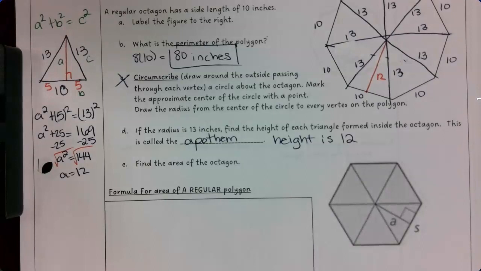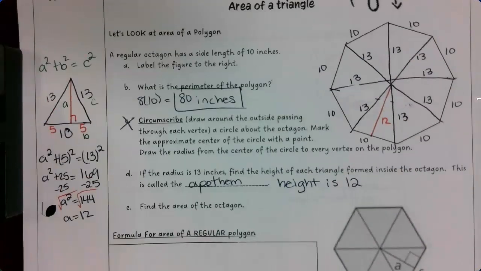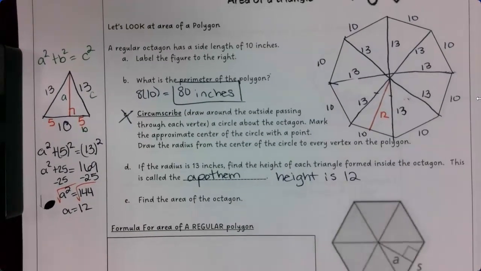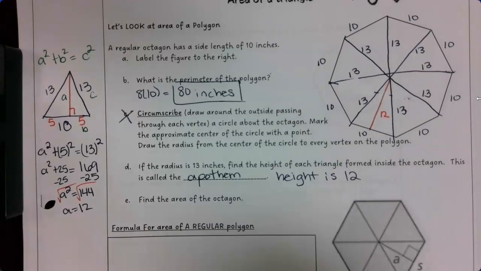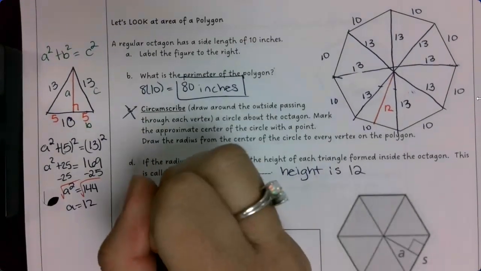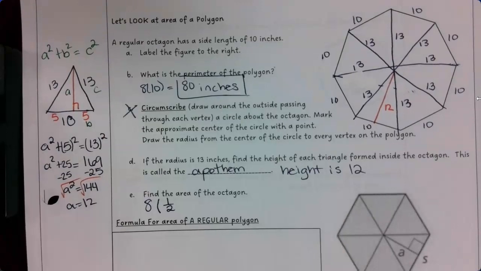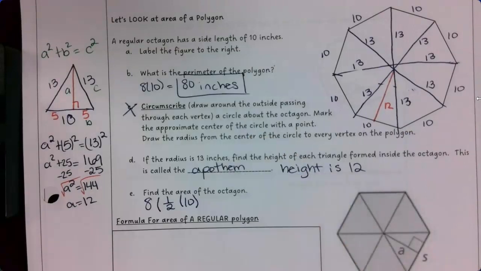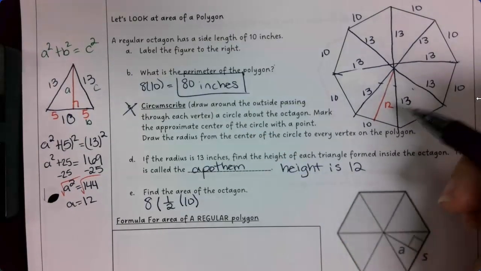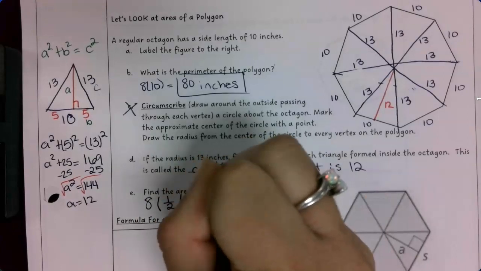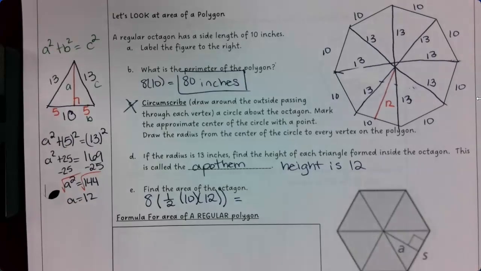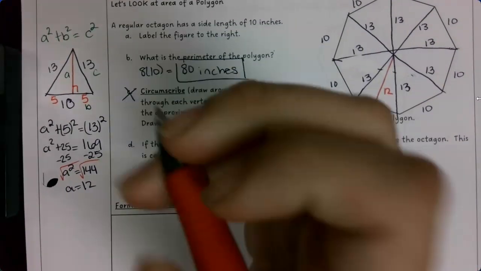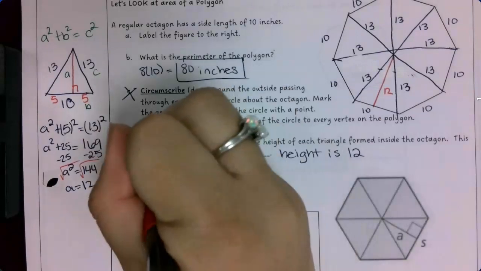It wants me to find the area of the octagon. If I look back at this picture, this octagon is made up of 8 triangles. So what I can do is find the area of a triangle and then multiply it by 8. So I'm going to do 8 times 1/2. The base of my triangle is 10. The height of my triangle is that 12. And then I would just type this all into the calculator. Remember, this 8 is because there are 8 sides.